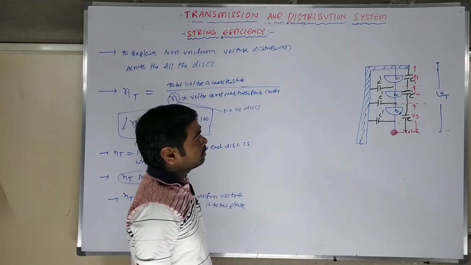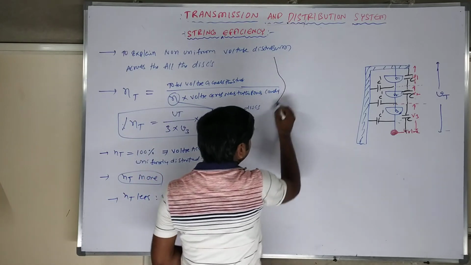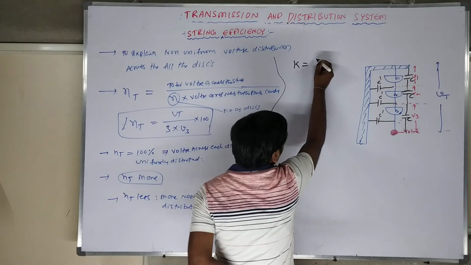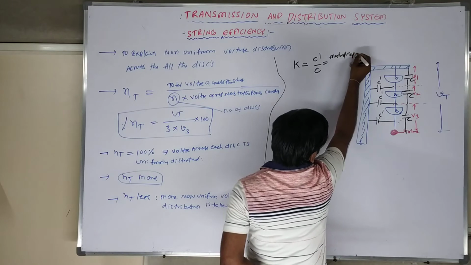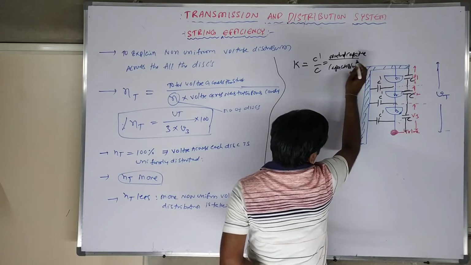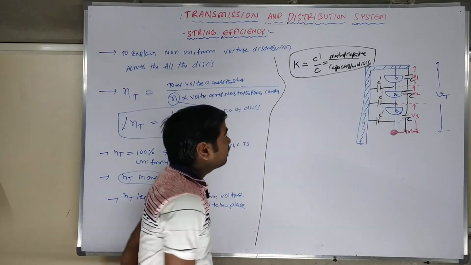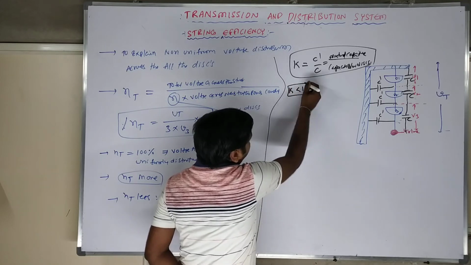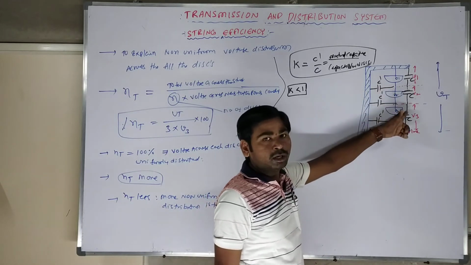To express the voltage V1 in terms of the other voltages, we have a small factor, which is very important. K is a constant. The constant K is equal to C dash by C, nothing but mutual capacitance by the capacitance between the disks. The value of K is always less than 1. It means C dash should be very small compared to C.